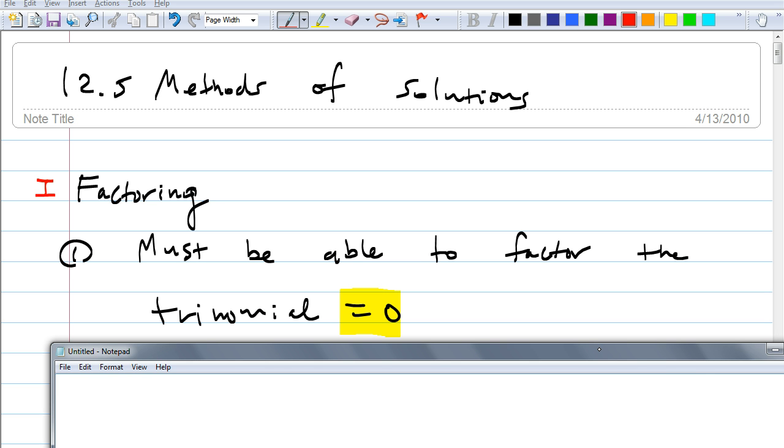So actually, there's another form I want to talk about. In other words, in the box. So method 1 is factoring. And when do you want to use it? You must be able to factor the trinomial that looks like this on the right. Yeah, this is when you want to factor, right? If you know how to factor a trinomial that equals 0, then you just factor. Isn't that the easiest way? Okay.